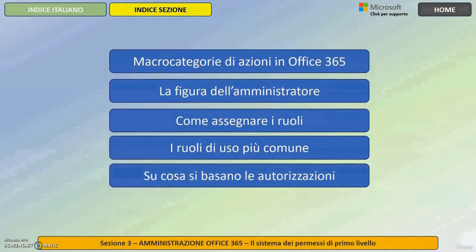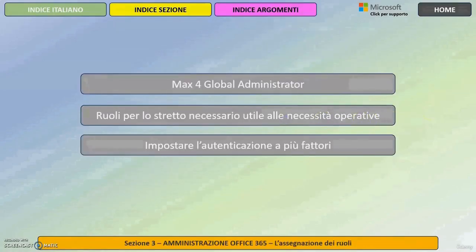We open this slide, as we saw in the introductory lesson, and we will address this topic in 3 points. Firstly, Microsoft's suggestion is to assign a minimum of 2 to a maximum of 4 global administrators, depending on the size of the company. Secondly, assign administrative roles only for what is strictly necessary and useful to the operational needs within the company. Thirdly, configure multi-factor authentication, at least for those who have administrative roles. It would be ideal to do this for everyone, but at least for those who have administrative roles.